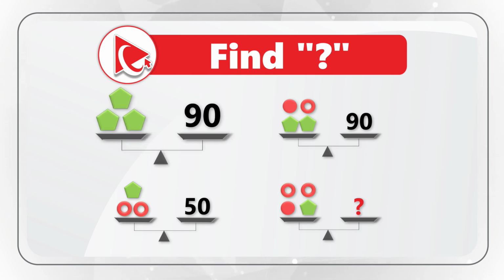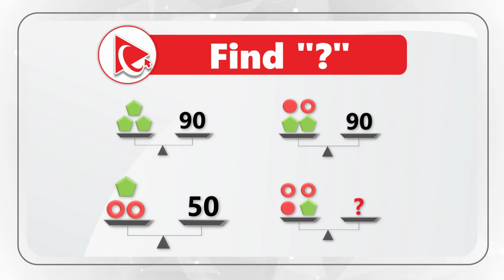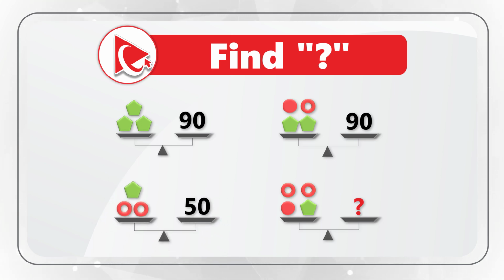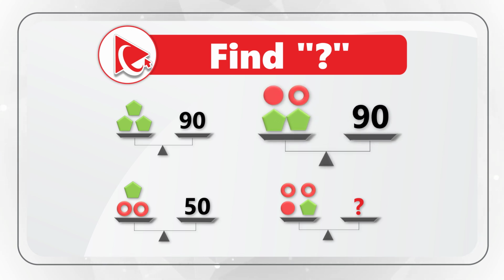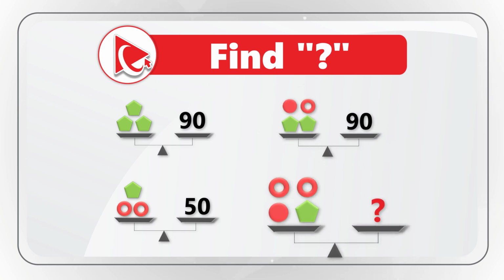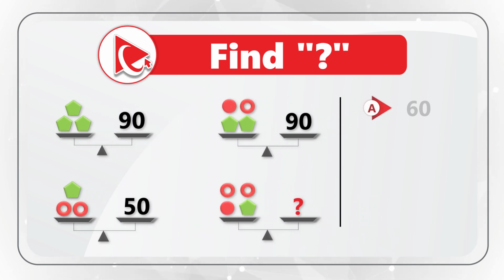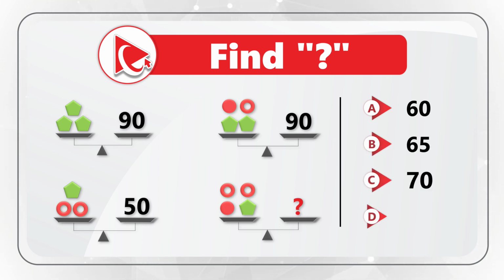First scale contains 3 pentagons on the left and number 90 on the right. Second scale contains 1 pentagon and 2 bagels on the left and number 50 on the right. Third scale contains 2 pentagons, 1 circle and 1 bagel on the left and number 90 on the right. And then the last scale contains 1 pentagon, 1 circle and 2 bagels on the left and then missing number on the right. You need to select the missing number out of 4 different choices. Choice A, 60, choice B, 65, choice C, 70, and then choice D, 75.